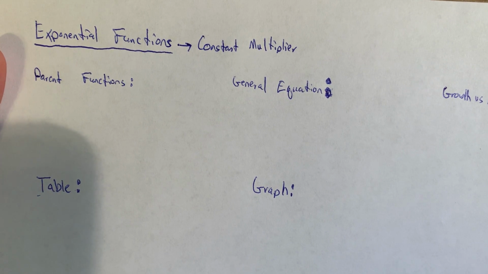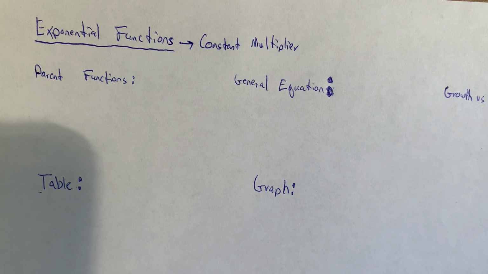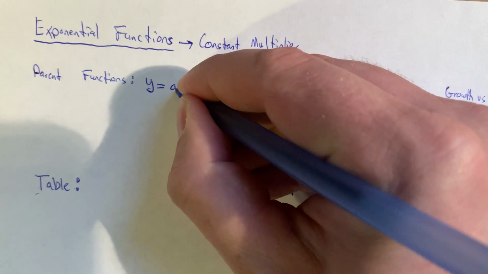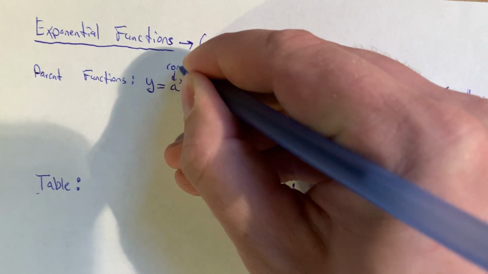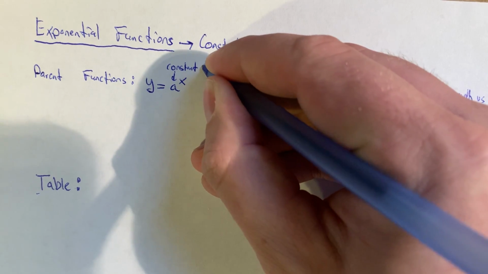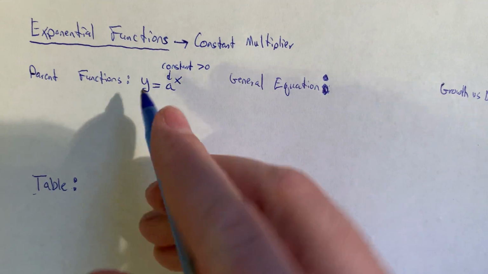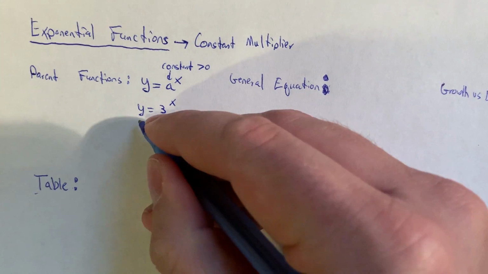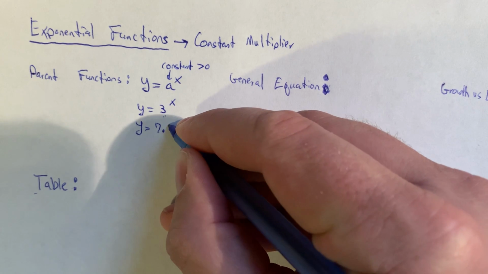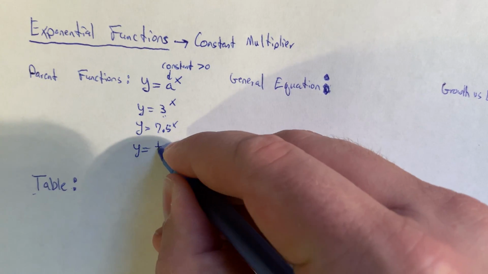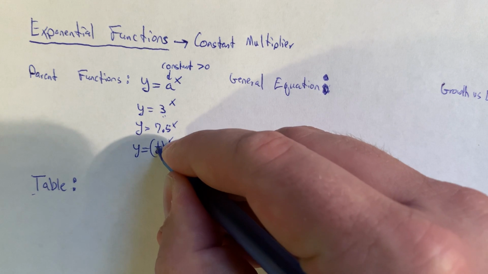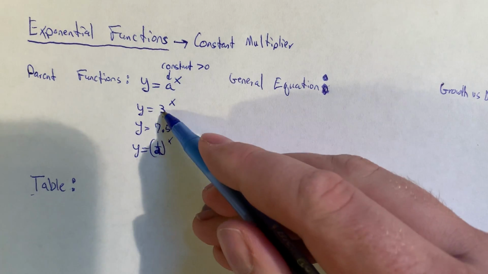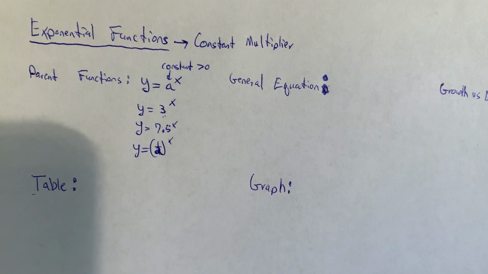The parent functions, unlike other functions, there are a bunch of different parent functions for this. I'm going to write y equals a to the x, where a is a constant that is greater than 0. Okay, so this could be something like y equals 3 to the x. A is a constant, so 3 is a constant. Y equals 7.5 to the x. This is fine. Y equals 1/2 to the x. Any constant that is a positive number to the x makes an exponential function, and these are all parent functions. So these are all considered parent functions.